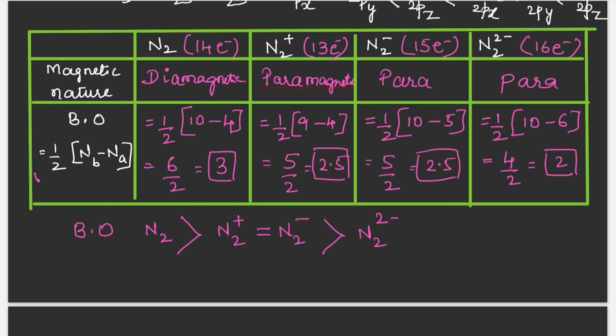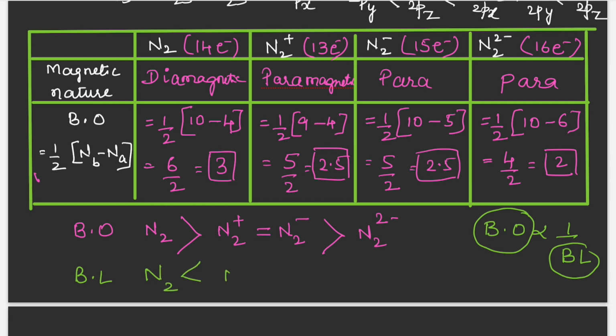Now how to write the bond length? Students, remember this trick. Bond order is inversely proportional to bond length. Meaning, when bond order increases, bond length will decrease. So now this order will become reverse. N2 is lesser than N2 plus, N2 minus, and then N2 2 minus.